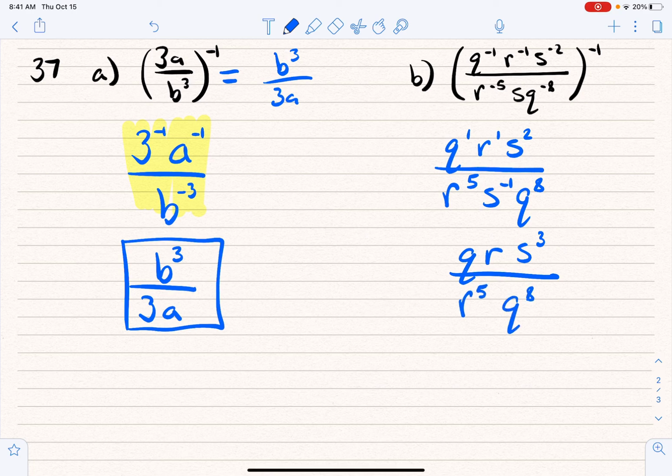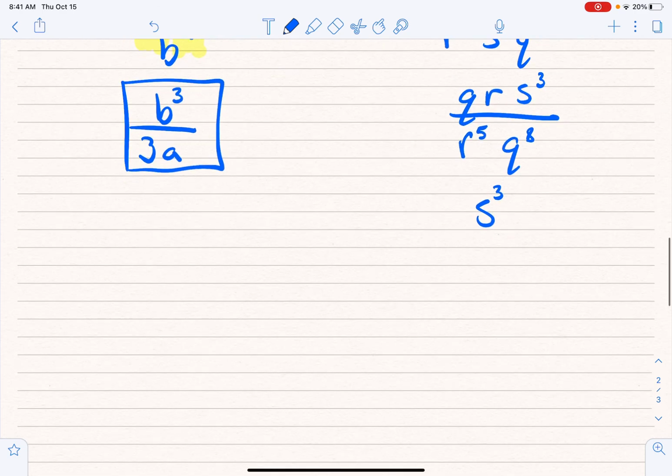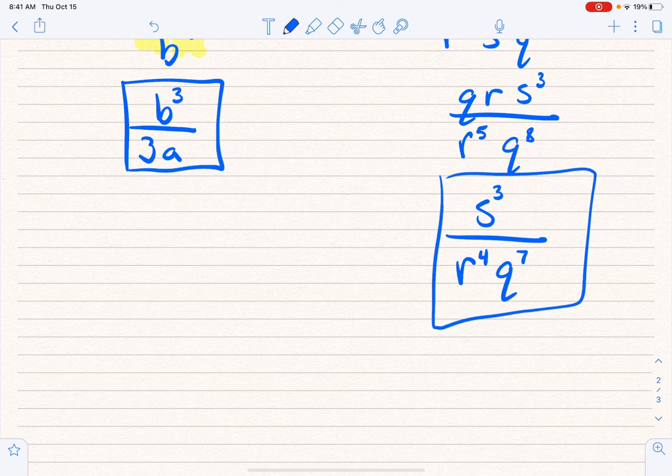And now I can simplify. I have one r up top and one q up top, but I have more r's and q's on the bottom. So the only thing left up top is that s. I'll have s to the 3rd all over, when I subtract the exponents on the r's, I'll be left with r to the 4th. Subtract the exponents on the q's, and I'll be left with q to the 7th. Sorry, that's out of order. It should be alphabetical. But either way, this is the correct answer.